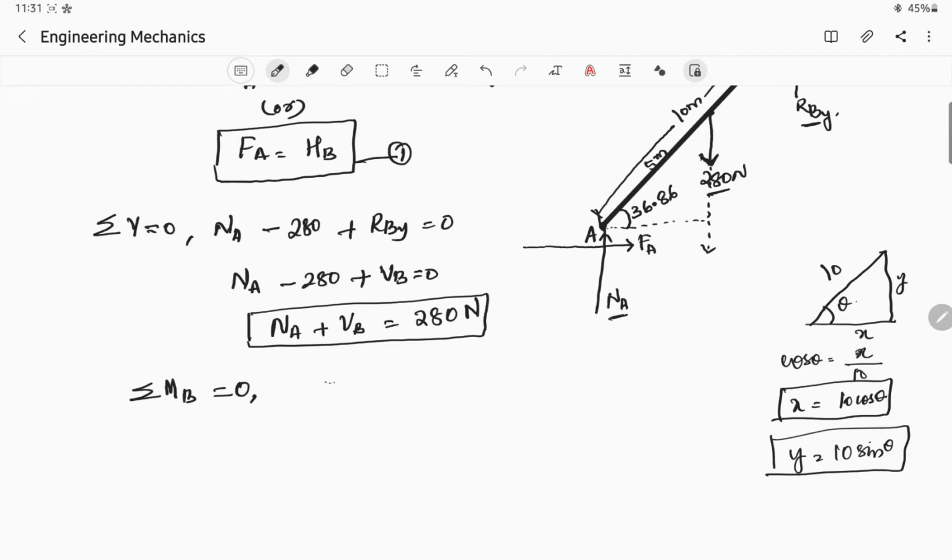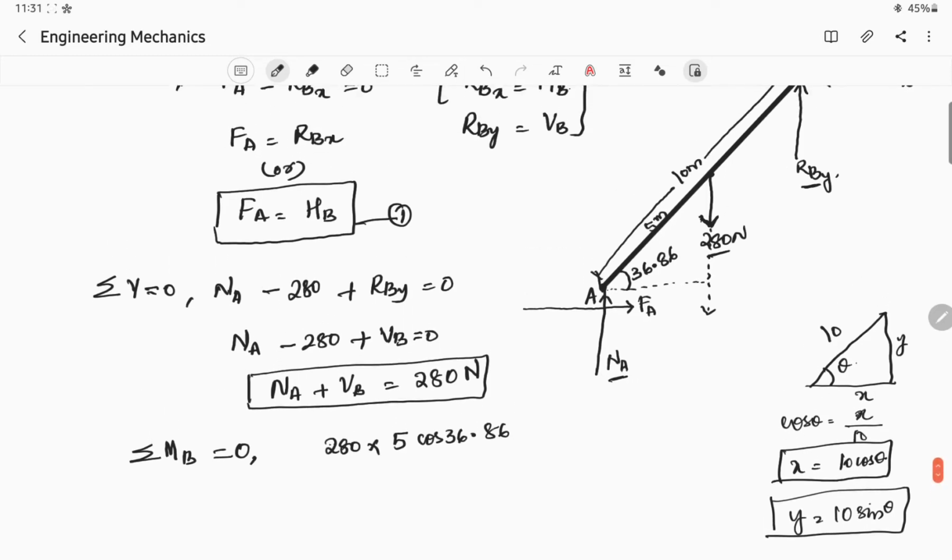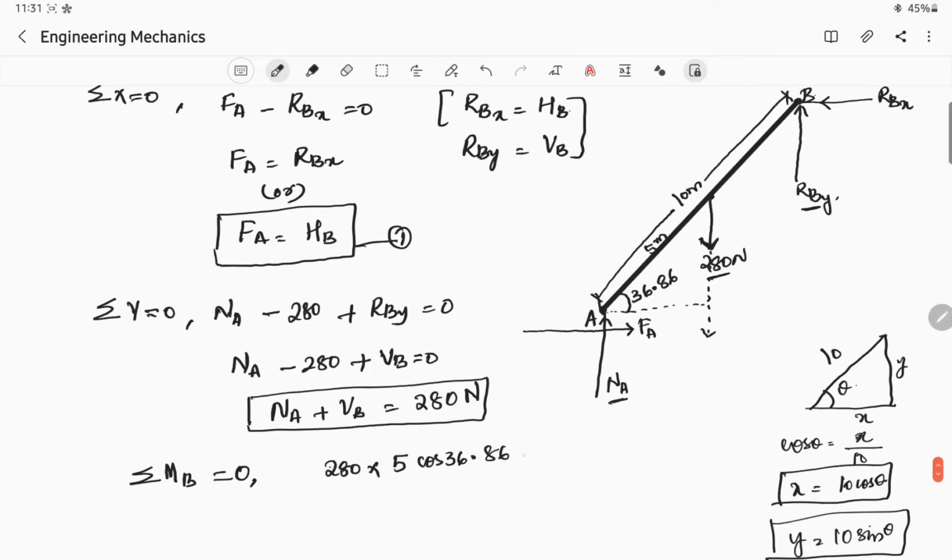Force is going in clockwise direction, so 280 into 5, we want the horizontal distance, 5 into cos 36.86, that is one force. Then we have RBY, which is going in anti-clockwise direction, so RBY, as I told you, we will take as VB. So minus VB into the horizontal distance, again this is the line of action of force.